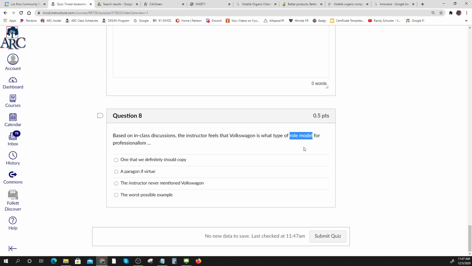They actually programmed their car to work in two different ways, their engines. They worked one way on the test stand, and they went another way in actual real performance. And they did it so they could sell. And they did it on purpose, and they tried to cover it up. So they are a horrible role model. So, the worst possible example.